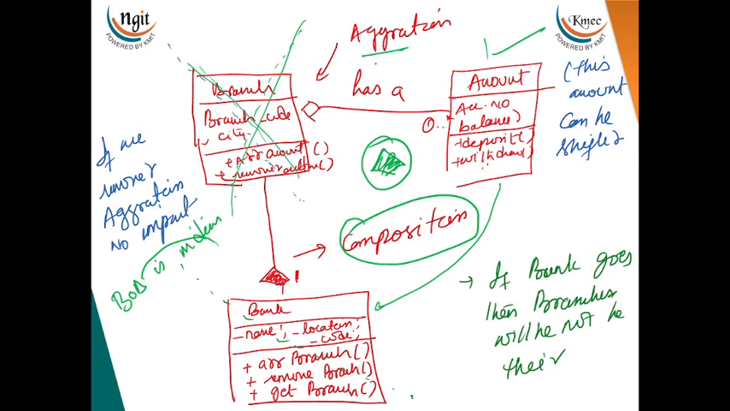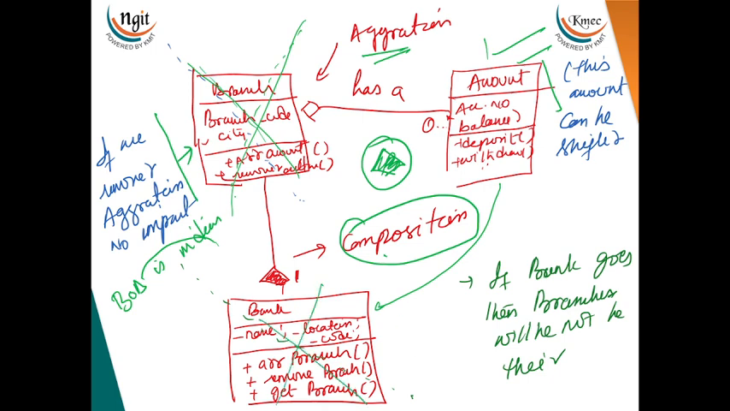So aggregate can be removed, but composition cannot be removed. This account can be shifted. Yes, it can be shifted. If you remove that aggregate, no impact. If bank goes, the branches will not be there.